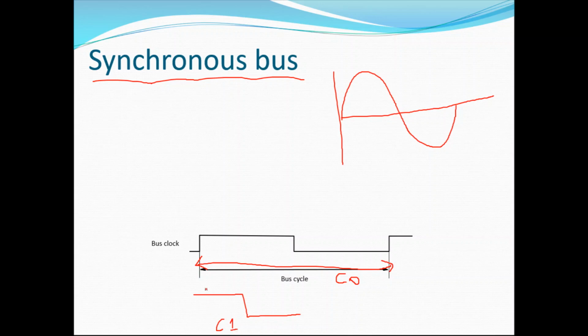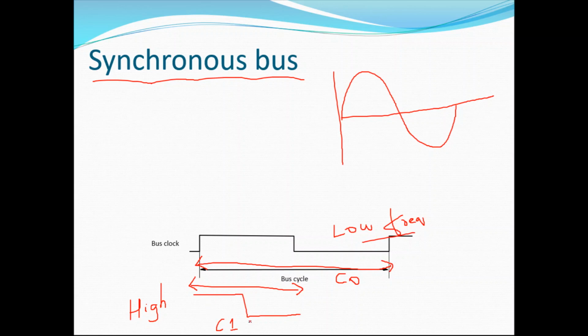This is also one clock cycle, because one bus cycle is the duration of one positive pulse and one negative pulse. But compared to the first signal, this signal is a low frequency signal, whereas the other is a high frequency signal. I'm just trying to make you understand what a high frequency signal and a low frequency signal are. If the clock cycle duration is high, then it becomes a low frequency signal.